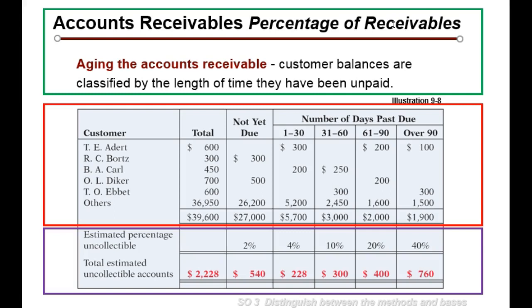There are two methods of accounting for bad debt expense related to customers who do not pay. The percentage of receivables is one of those two methods. So this report might provide information needed for this method. After the first heading comes the next line that reads, aging the accounts receivable, customer balances are classified by the length of time they have been unpaid.